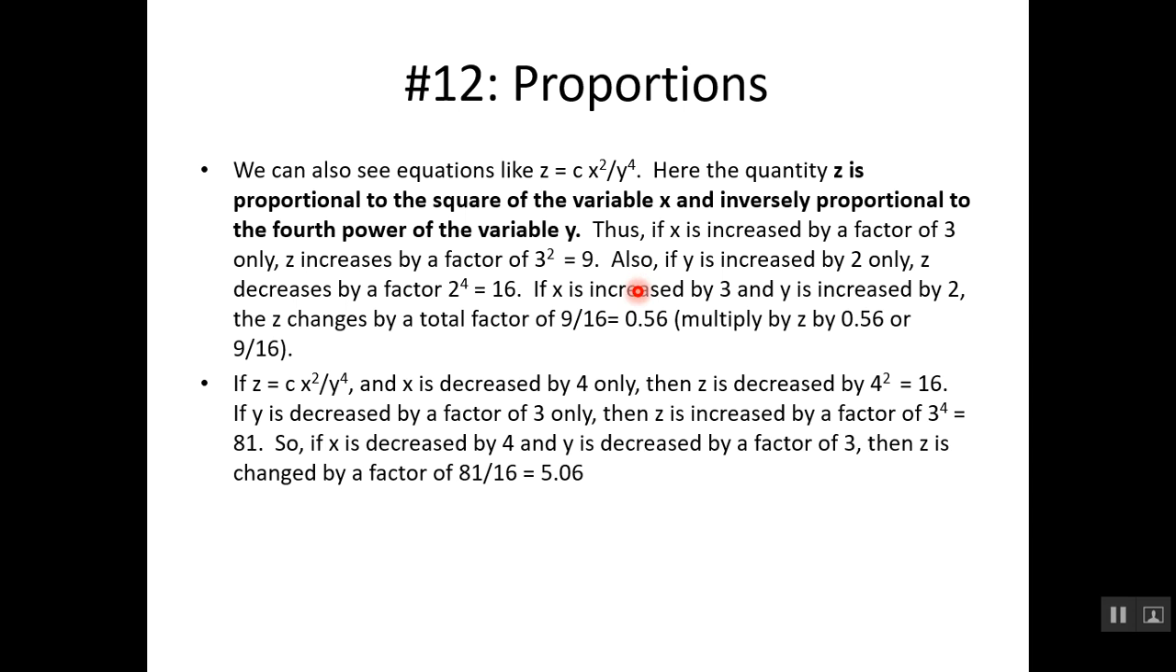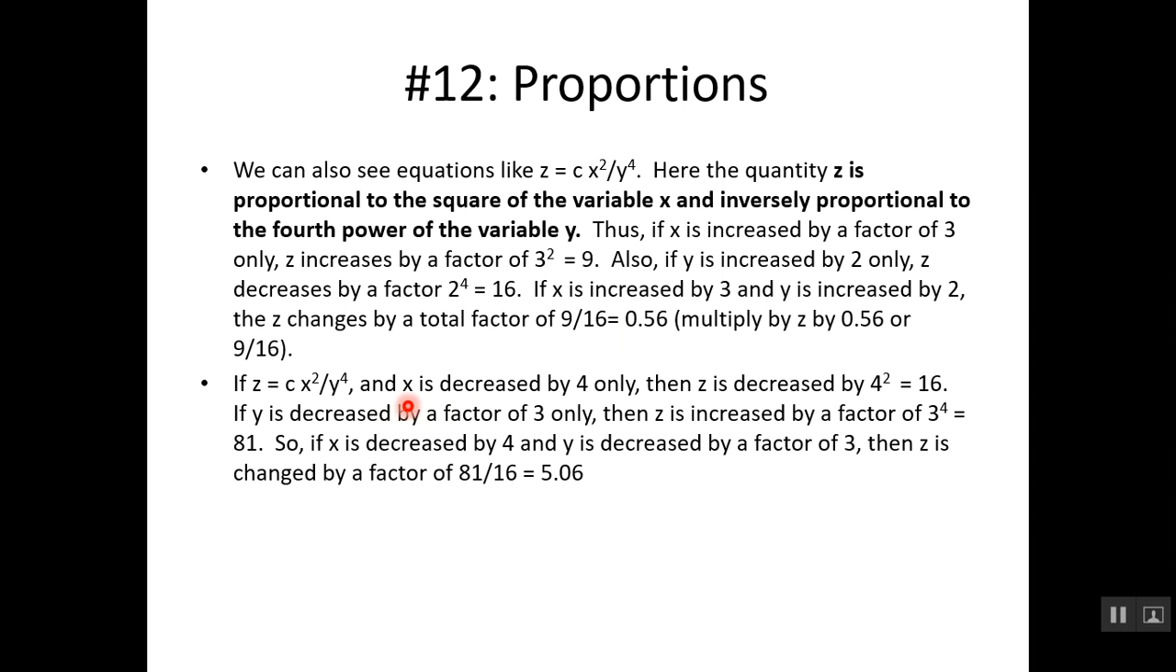So once again, any increase goes in the numerator, any decrease goes in the denominator. So you get an increase of 9 from x, and then a decrease of 16 from y, and you get 9 divided by 16 as the overall change. So you can multiply whatever z was by 9 over 16, or you can convert it to a decimal, which is 0.56, and just multiply z by 0.56. If we get smaller, it's almost half as much as it used to be, right? Does that make sense? And let's do another one.